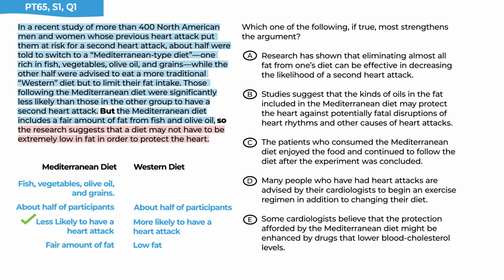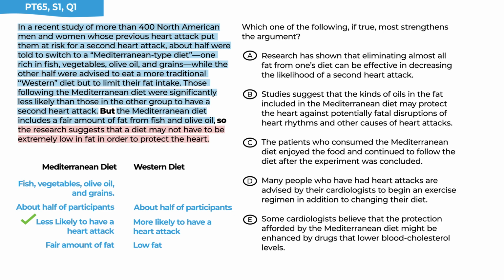The first thing that catches my attention there is that they're suggesting that the Mediterranean diet caused the protection of the heart, that it was the thing that led to the lower risk of having a heart attack. Well, we've got a correlation established between those on the Mediterranean diet and those with the less likely to have a second heart attack, but that doesn't necessarily mean that it was the diet that caused that result.